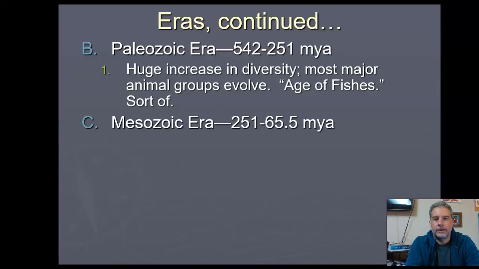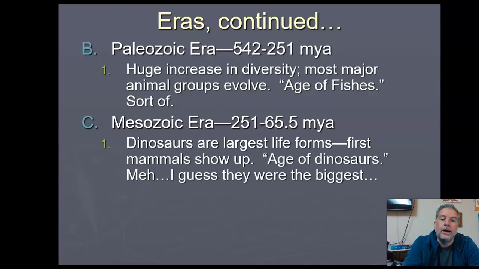Next, we have the Mesozoic, and if there's one you're familiar with, it's probably that one. That's the one where the dinosaurs show up, right? And they last quite a while, really, 251 million years ago to 65.5 million years ago. They're the largest life forms on Earth. First mammals do show up in this, and they're survivors, unlike the dinosaurs. This is called the Age of the Dinosaurs. I mean, okay, they were the biggest.